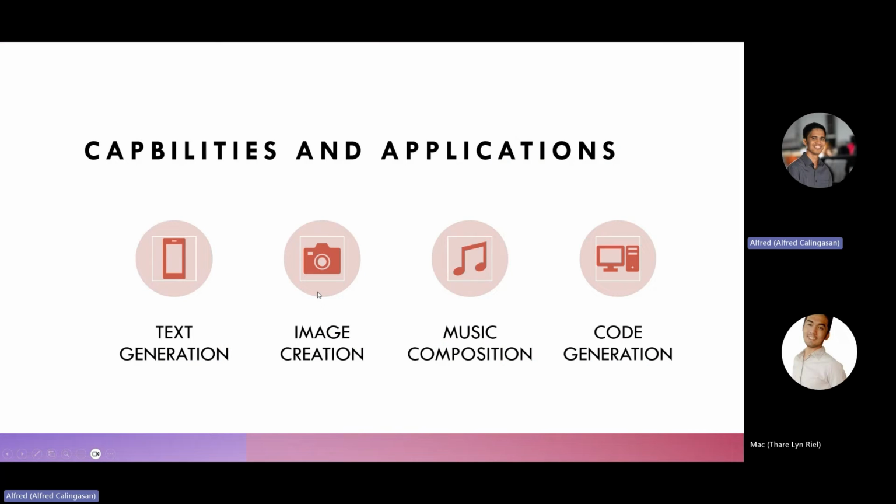So for capabilities and applications of generative AI, it can be used in text generation. For text generation, imagine AI-powered chatbots that can hold engaging conversations or marketing tools that craft personalized content. Generative AI can create realistic and creative text formats from poems to scripts. For example, we can use Gemini AI, ChatGPT, and Copilot.